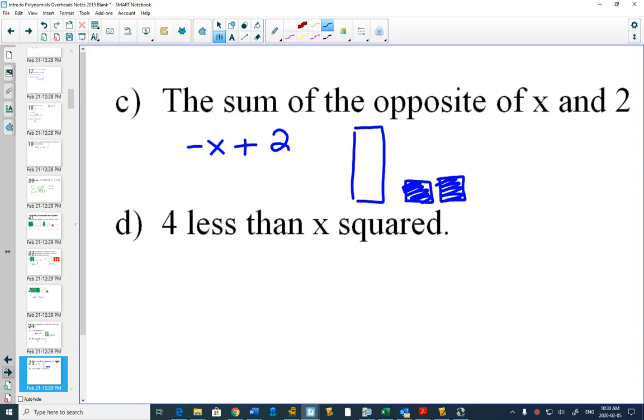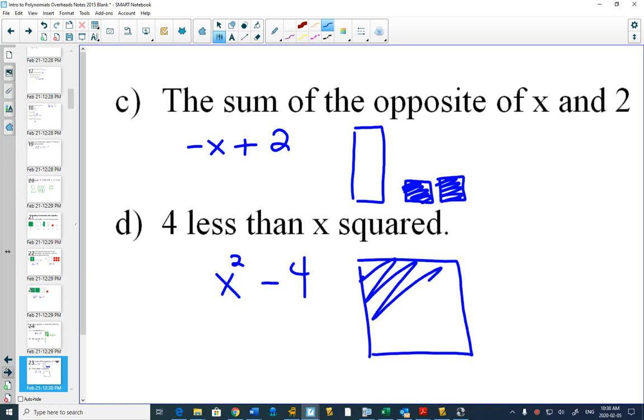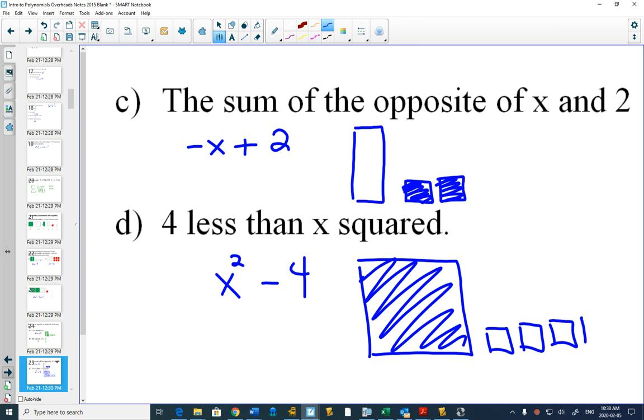4 less than x squared. So x squared would be this. 4 less, would you add, subtract, multiply, or divide? Subtract. So there's our expression. How do we draw that? X squared is the big square. Shaded in. 4 less. Four little squares. Okay?